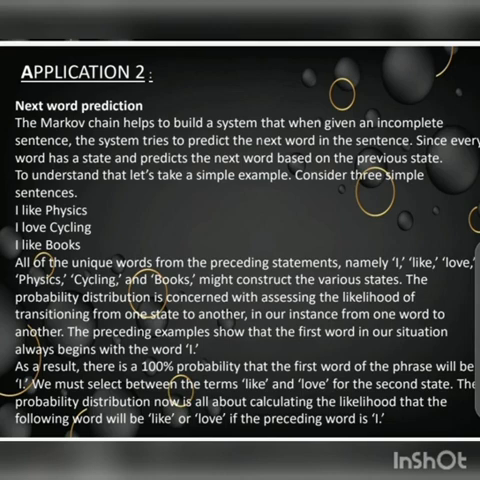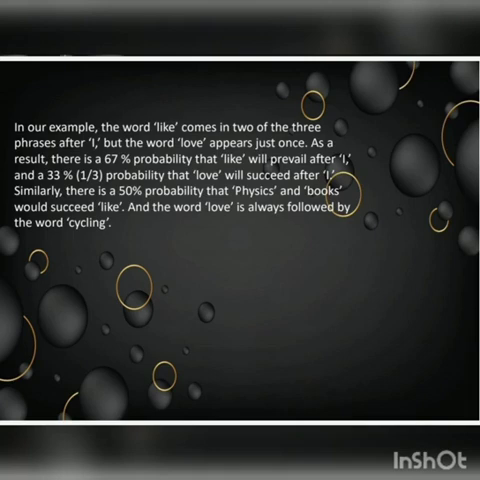We must select between the terms like and love for the second state. The probability distribution now is all about calculating the likelihood that the following word will be like or love if the preceding word is I. In our example, the word like comes in 2 of 3 phrases after I, but the word love appears just once. As a result, there is a 67% probability that like will follow I and 33% probability that love will follow I. Similarly, there is 50% probability that physics and books would follow like, and the word love is always followed by the word cycling.